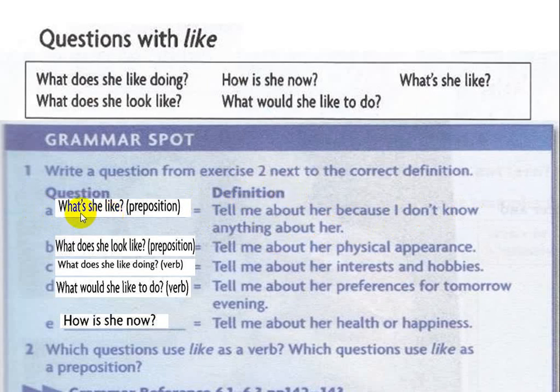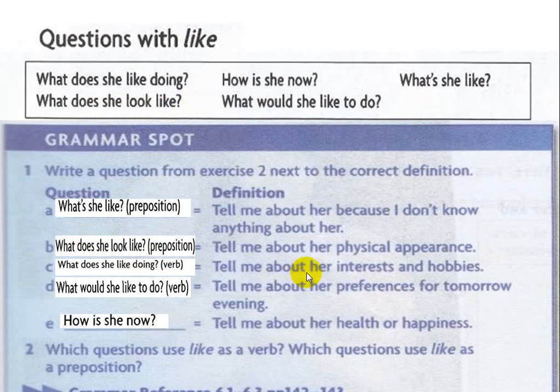The question that goes with this definition is: what's she like? What's she like? And here like is a preposition. B. Tell me about her physical appearance. This is the definition. Which question goes with this definition? What does she look like? What does she look like goes with this definition, and like here is a preposition.